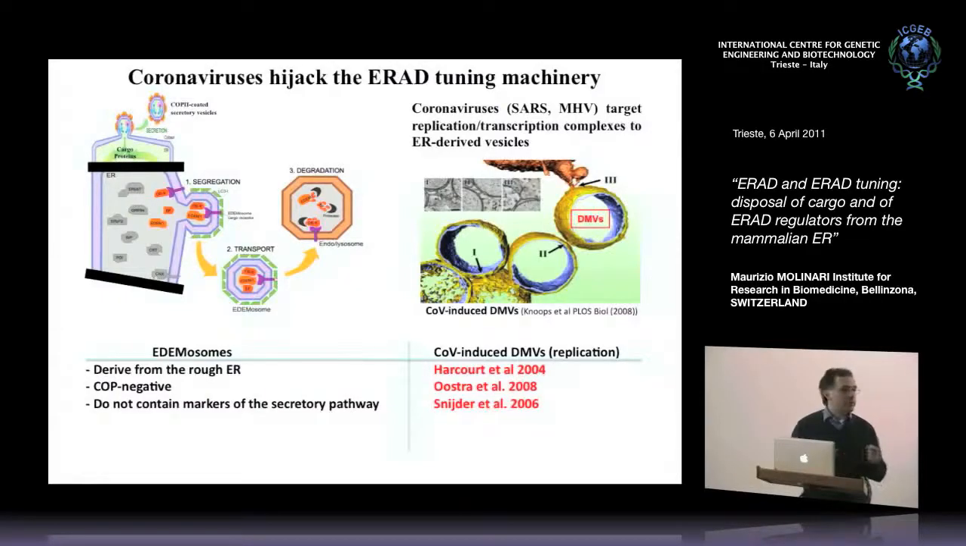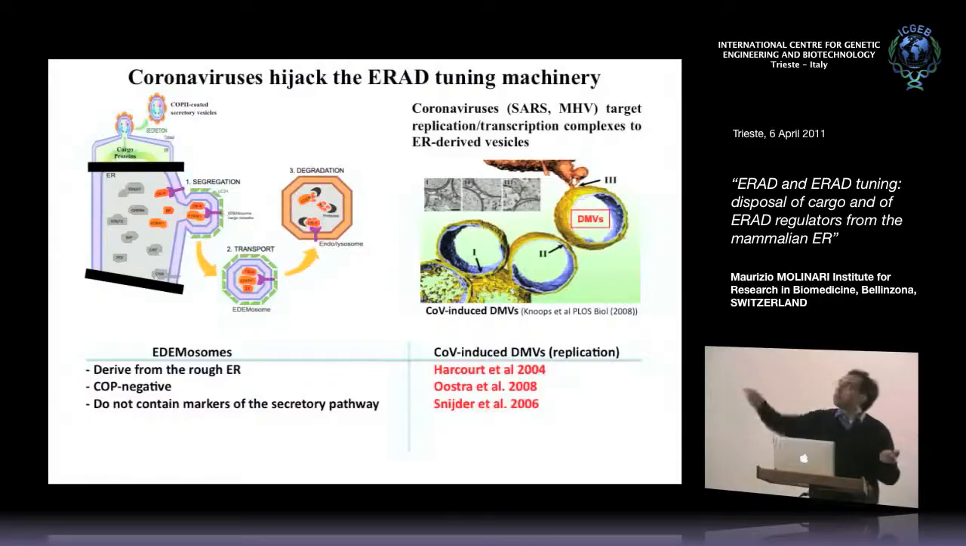So in the literature, we found a virus, the coronavirus, so for example, the SARS virus or the mouse hepatitis virus, that in infected cells produces vesicles that bud from the endoplasmic reticulum, similar to the edemosomes that we are studying. So they bud from the endoplasmic reticulum. And these vesicles do not contain abundant ER proteins like calnexin and BIP. There was at this time no marker in these vesicles.